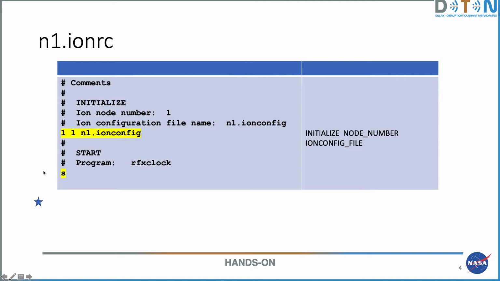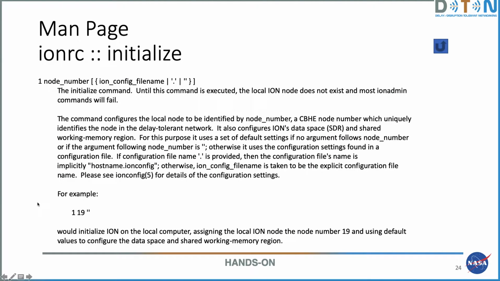I also put in the slide deck, if you're following along with that, there's this blue star down here. If you click on that, it'll just take you down here, and I put in the man page for IPNRC. So the format is 1, and then a node number, and then an optional Ion config file name, and this will tell you how that all works out.